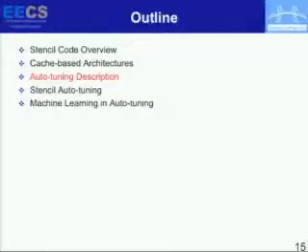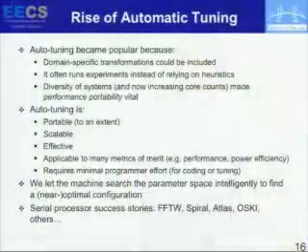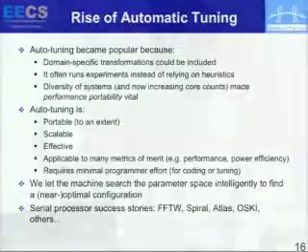So now I'm going to start talking about auto-tuning. Generally, auto-tuning became popular because you could do some domain-specific transformations. You could imagine this as being almost a domain-specific compiler in some ways. It often runs the experiment instead of just using simple heuristics. And we want performance portability.